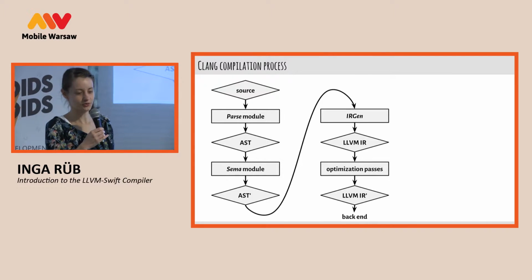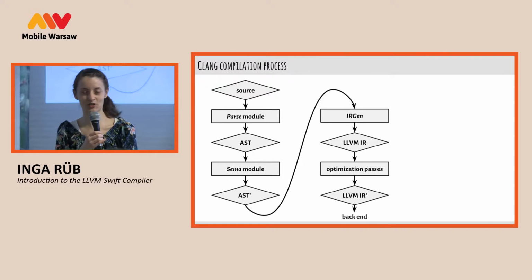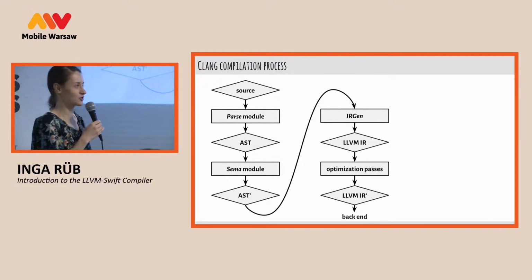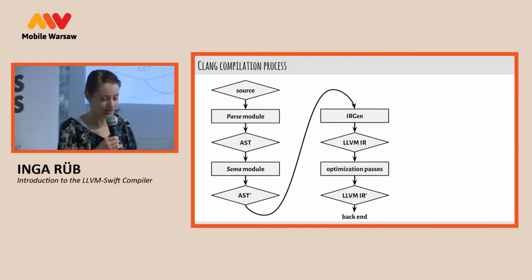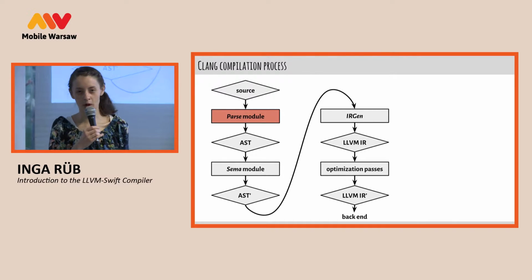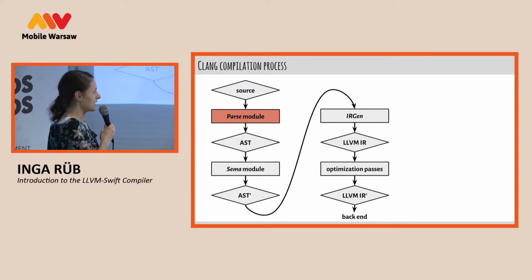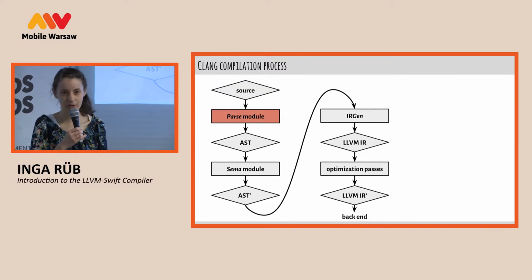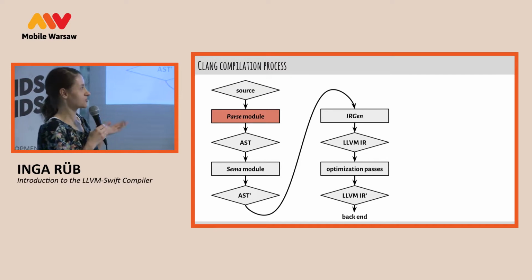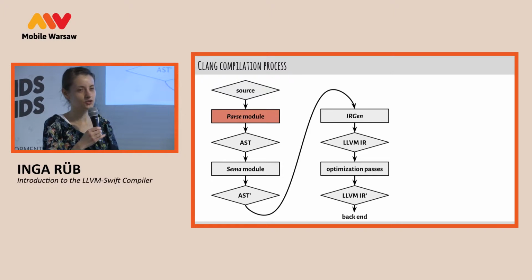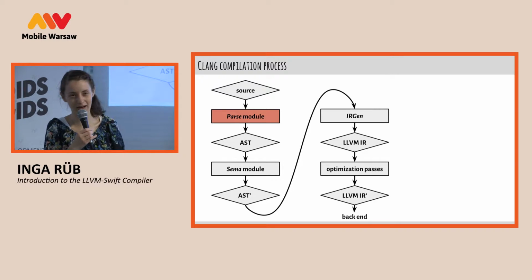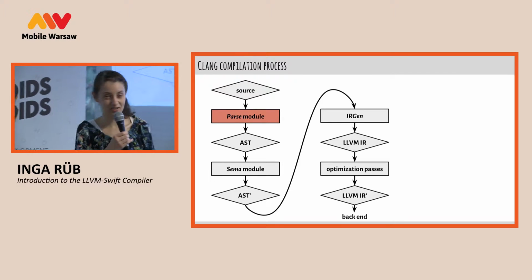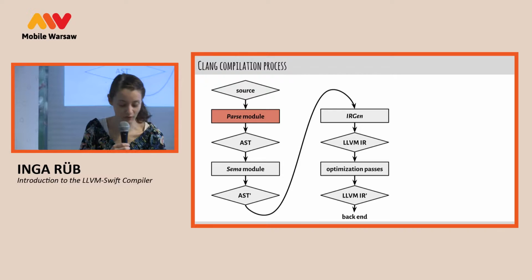We start with our source code. What happens to the lines of code that we wrote when we pass it to a compiler? At first we pass it to a module which is called the parse module. It checks if the syntax is okay, and it produces as an output an AST, which is an abstract syntax tree. Basically, it is your code, but nicely structured as a tree, so it is easier for the compiler to do some other optimizations.